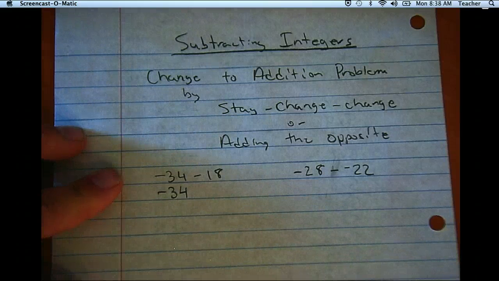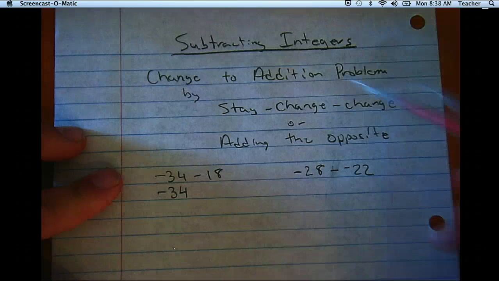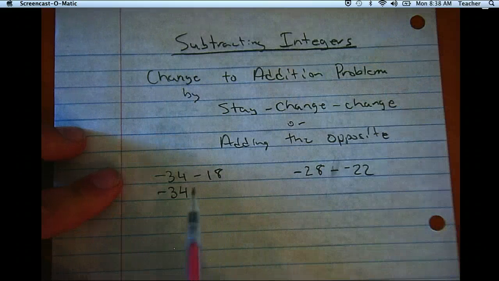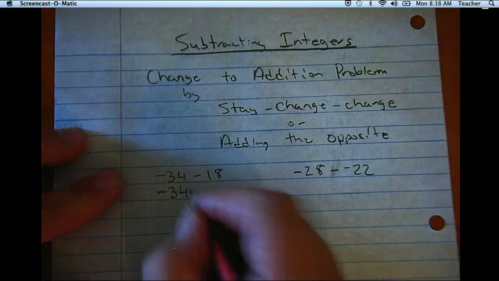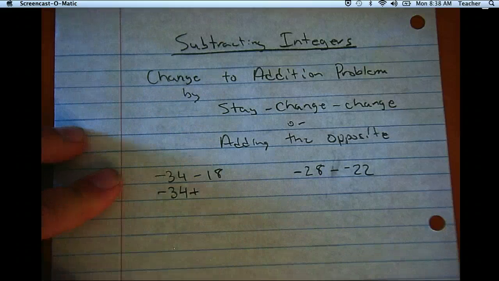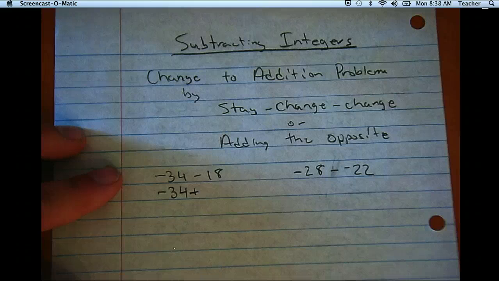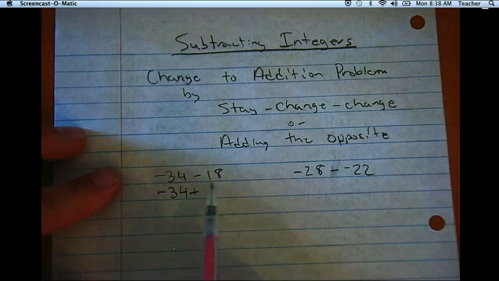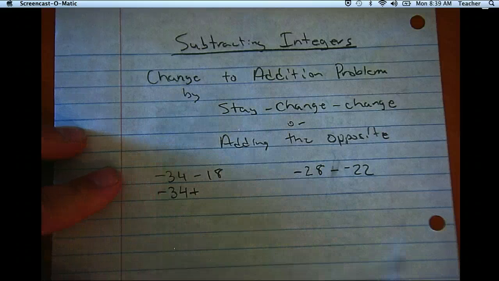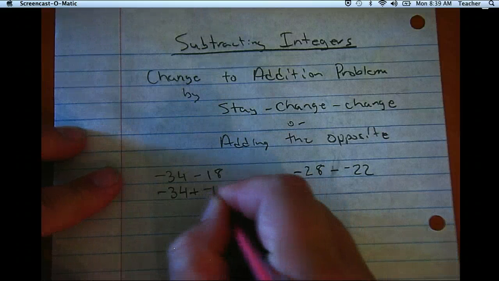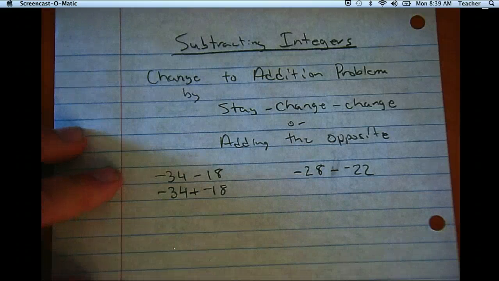That's the stay. The first change, because it's stay, change, change, is change the subtraction sign to addition. That's my first change. My second change is going to be changing the sign of the second number. Well, right now this 18 is positive. It's minus a positive 18. So when I change that sign, it's going to be a negative. So this really becomes negative 34 plus negative 18.